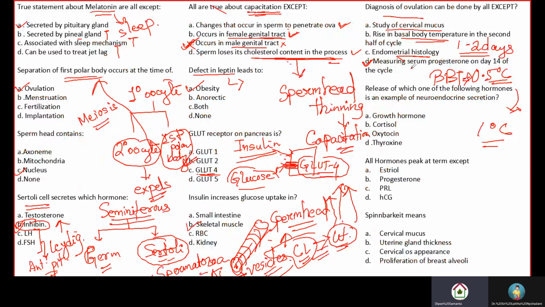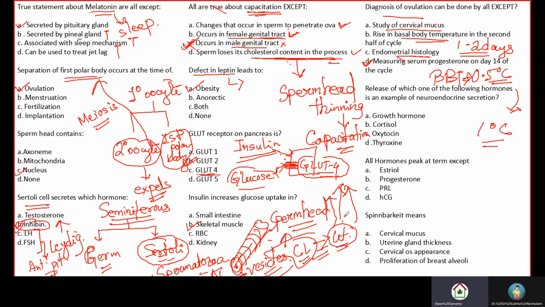So the answer will be measuring serum progesterone on 14th day of the cycle. By measuring serum progesterone on 14th day of the cycle, we cannot diagnose ovulation. In fact, after ovulation, it will take a few hours to 1 day for the level of progesterone to increase. And progesterone increases after ovulation from CL or corpus luteum.